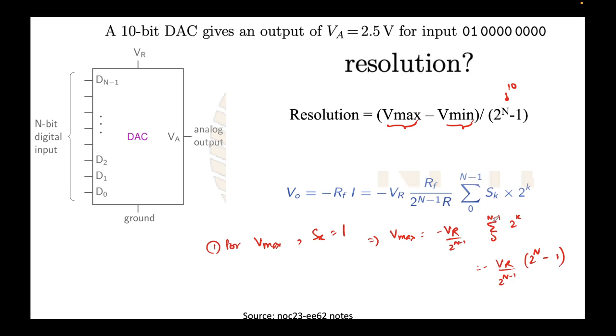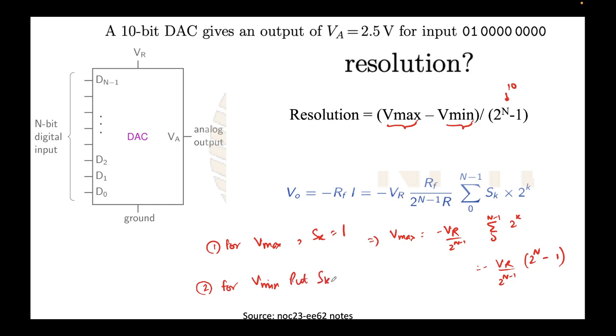If you can quickly verify it, let's say n equal to 1, you are summing only the first term, so the answer should be 1. So the answer should come out to be 1. Yes, so I'm correct. This is the expression that we get for Vmax.